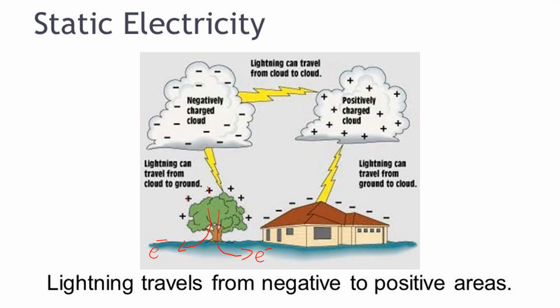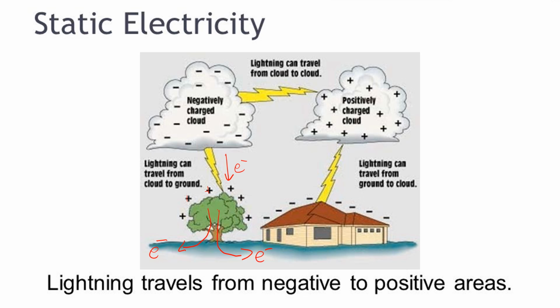Eventually there's enough difference of negative and positive charge for electrons to jump, and they'll jump through the air, kind of jumping from particle to particle in the air and making their way down to the ground, making their way to that positive point. Okay? Lightning can also jump from cloud to cloud.